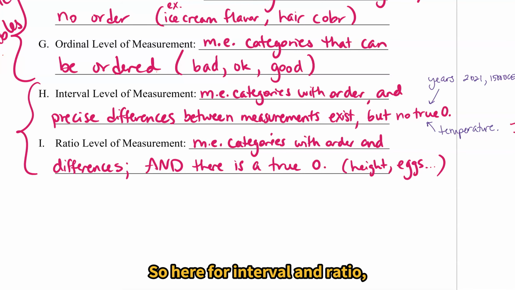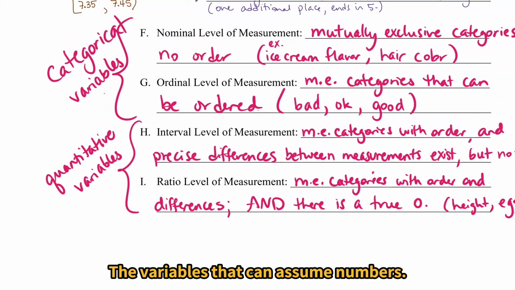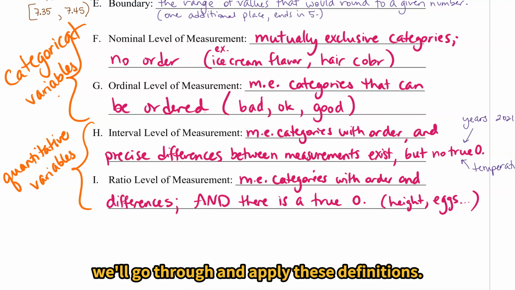So here, for interval and ratio, these are dealing with the quantitative variables, the variables that can assume numbers. And in the next part of our lesson, we'll go through and apply these definitions.